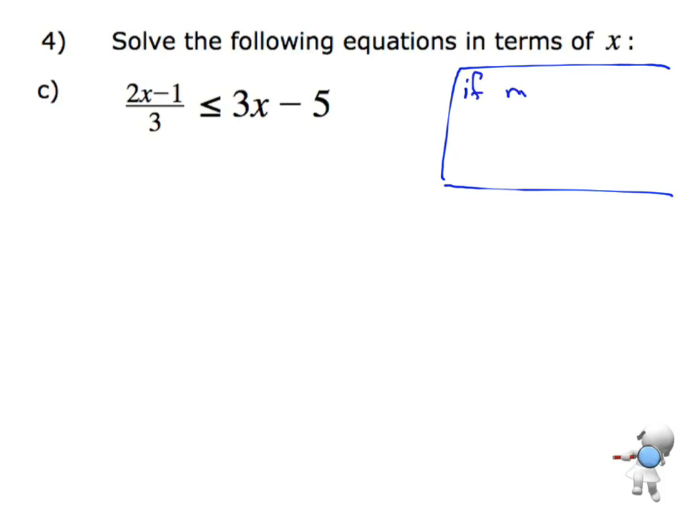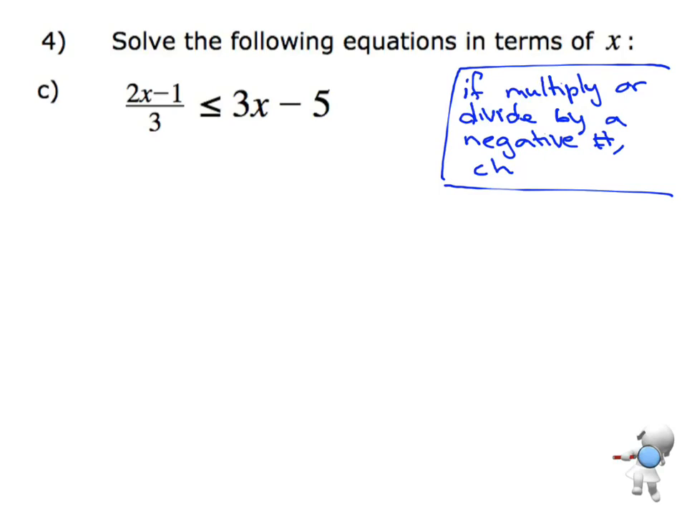If we ever multiply or divide by a negative number, then change the sign.